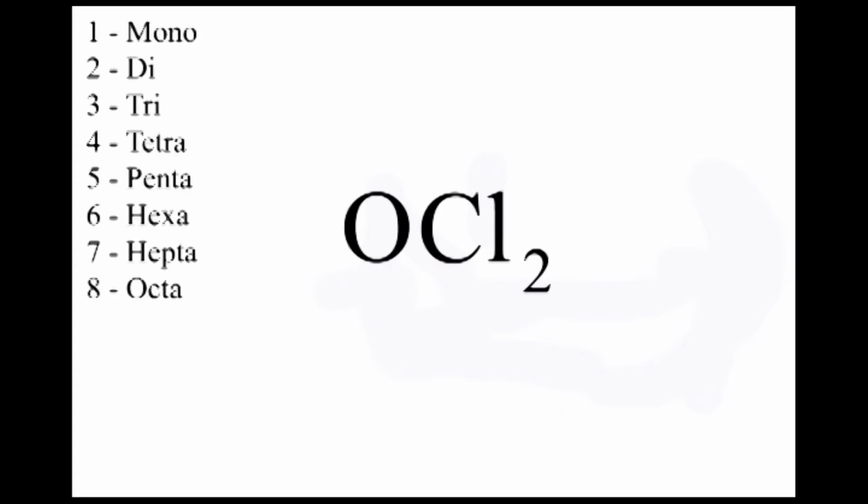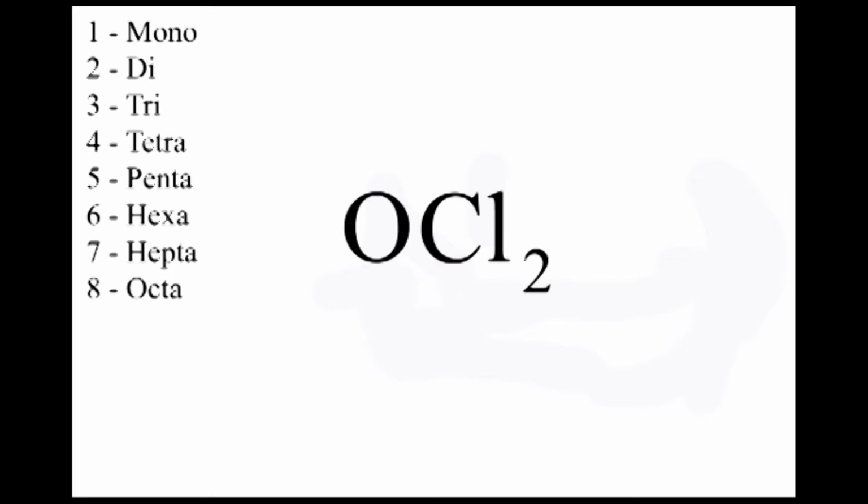Now what's the name of this compound? This process is slightly different. First, you must know the prefixes for the amount of each element that occurs. 1 is mono, 2 is di, 3 is tri, 4 is tetra, etc. These prefixes go before each element to say how many of them there are. The only time you don't use a prefix is when there's only one of the first element.